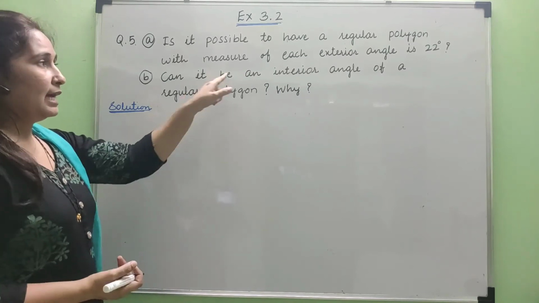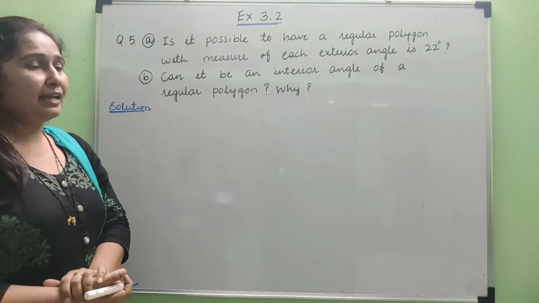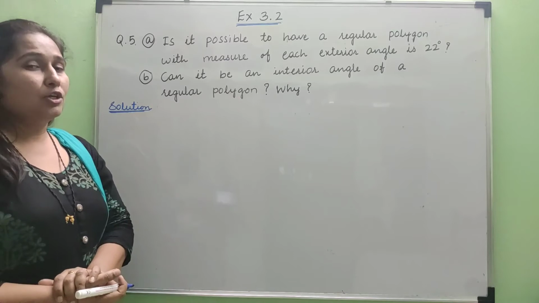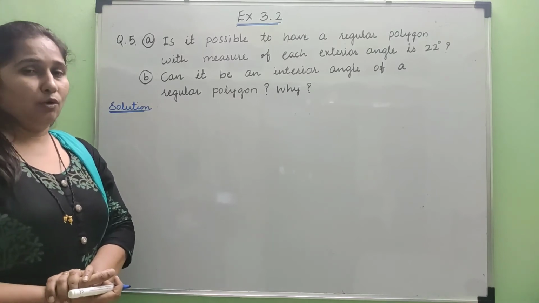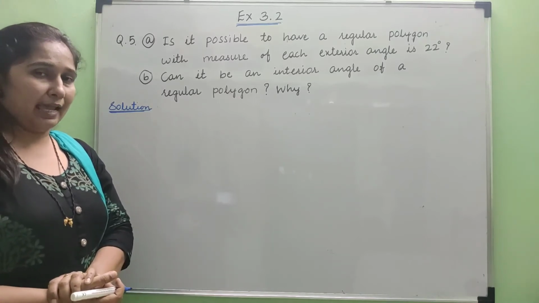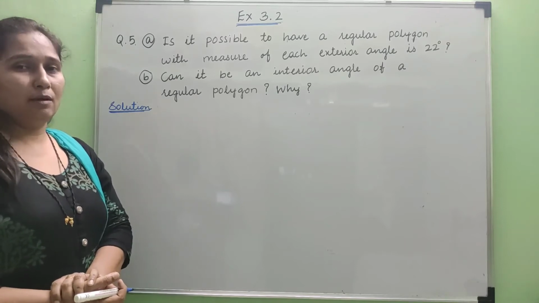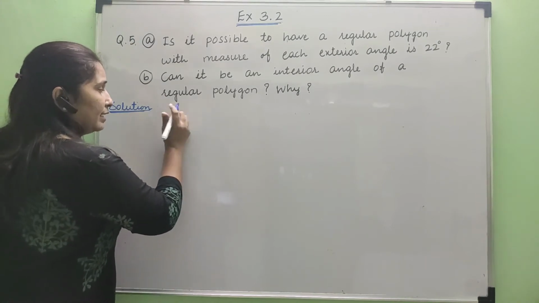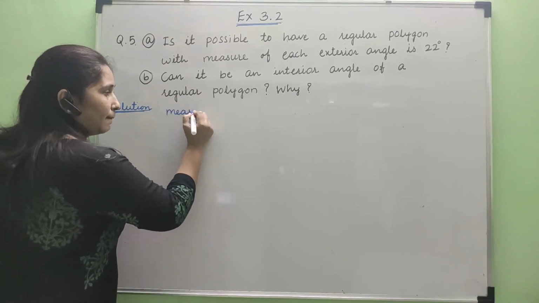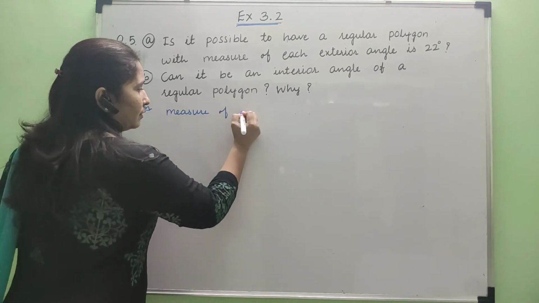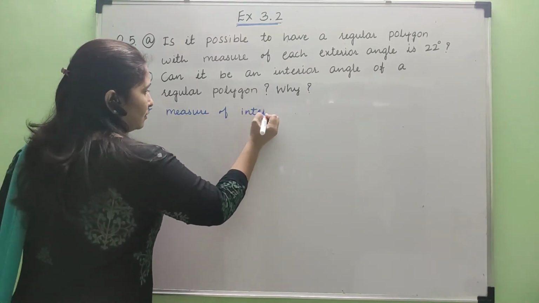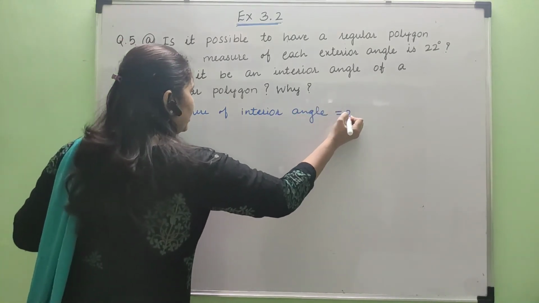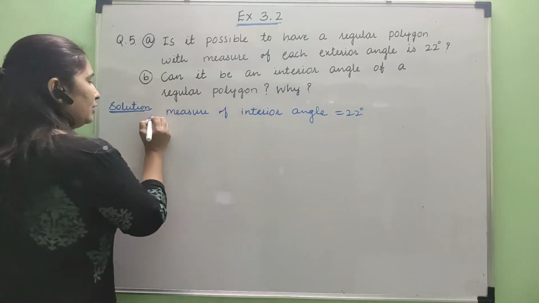But here they have asked about the interior angle, meaning the interior angle measures 22 degrees, then can it be a regular polygon? To check for a regular polygon, you have to find the exterior angle and then we will find the number of sides. So here we will write the measure of interior angle is 22 degrees. This is already given in the question.